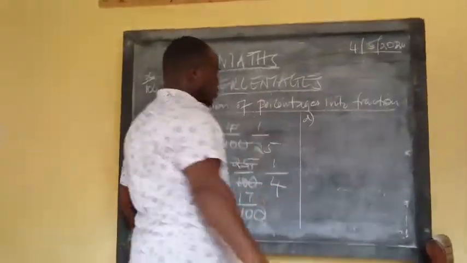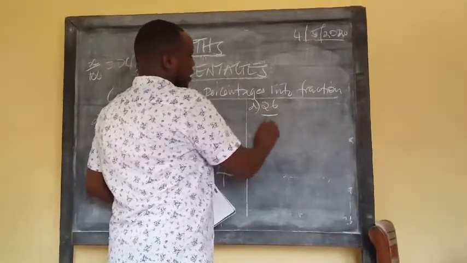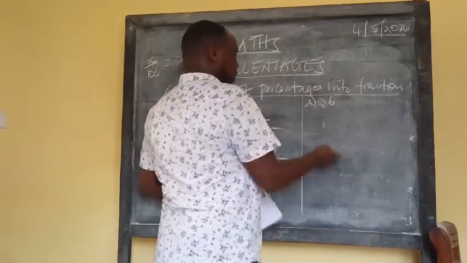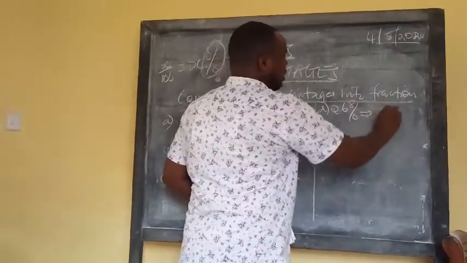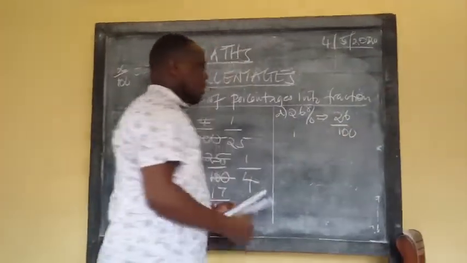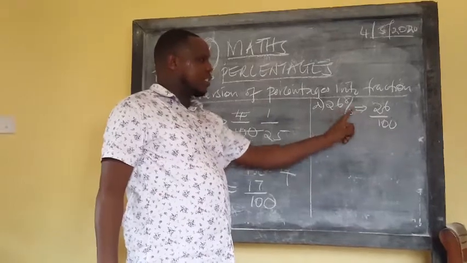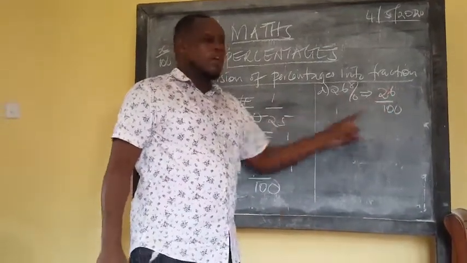You can get other examples like 26%. And this will give us what? Just 26 over 100. We want to convert these percentages into a fraction. So this simply means 26 over 100.